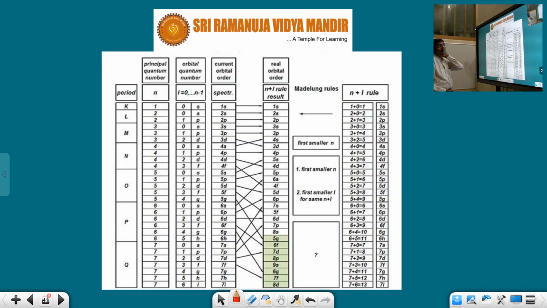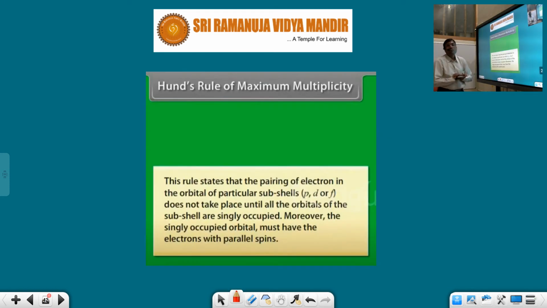Now this is how the n plus L values are given here. So 1s, 2s, 2p, 3s, 3p and 3d. You can see here 3d and 4s, 4p, 4d, all are given here based on the lowest n plus L values. So I hope you understood first. What did you understand so far? You understood how to fill the electrons. You have to fill electrons as per the energy levels. What is the energy level? Lowest n plus L value. N plus L is nothing but the sum of the principal quantum number and the azimuthal quantum number.